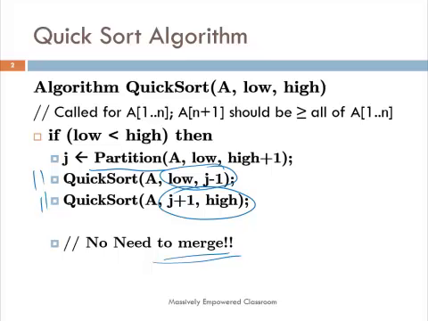So, as we know, QuickSort is a divide and conquer algorithm. If the input is not small, then it calls the partition algorithm and then calls itself recursively for the left partition and the right partition.